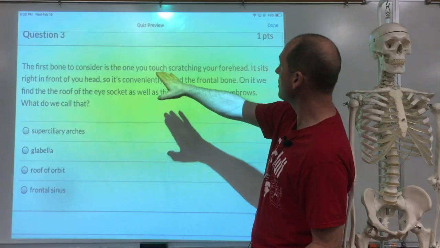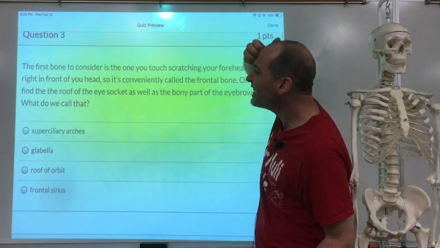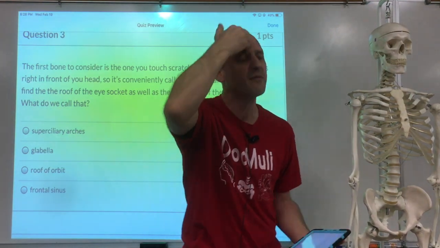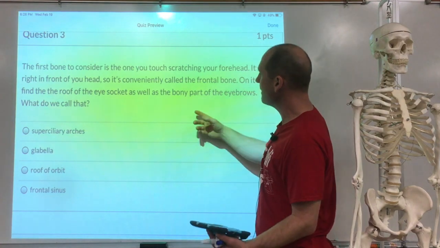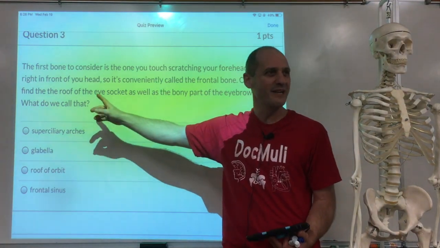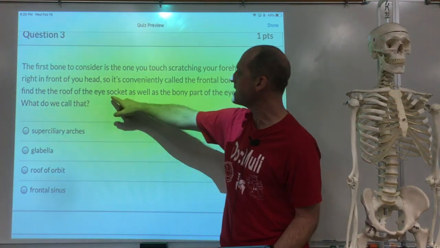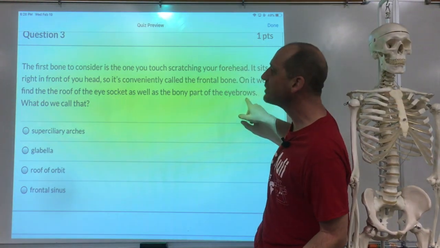So this is touching, scratching the forehead. Right in front of your head is conveniently called the frontal bone. Thank God. When you walk into something with the front of your head, that's the frontal bone. I'm sure somebody hit their head the day before they named that bone or something. Then we find an eye socket as well, and the bony part of the eyebrows. What do we call that?